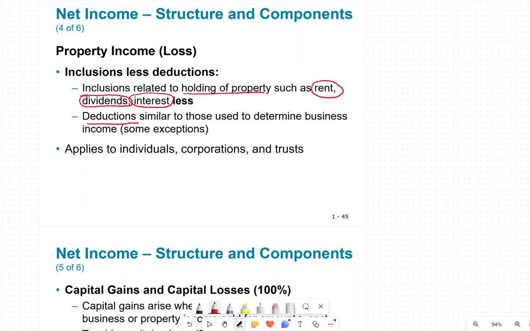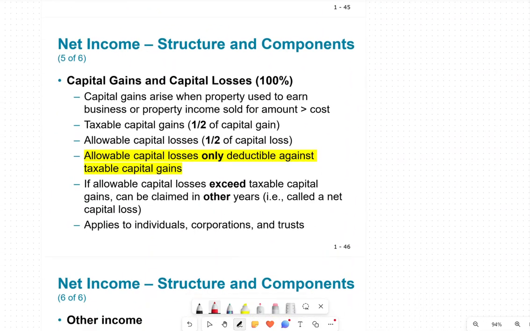So in other words, you have a rent income. Maybe your tenant is not paying for utilities for that investment property. You're allowed to deduct that. Or if you have a mortgage on that, the interest on that mortgage is also a deductible expense. Again, it applies to individuals, corporations, and trusts.